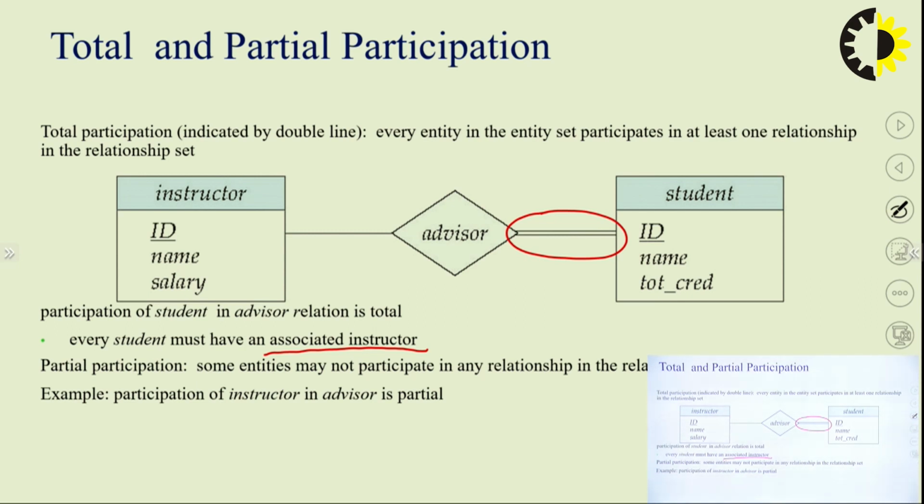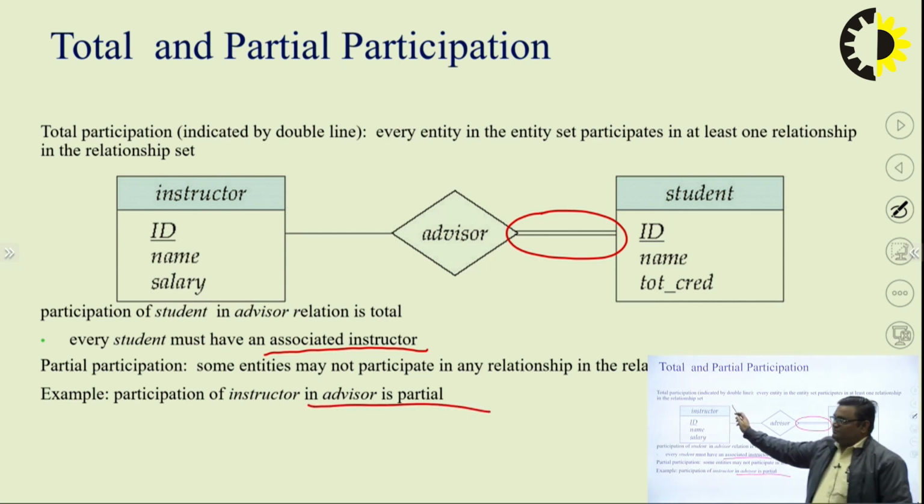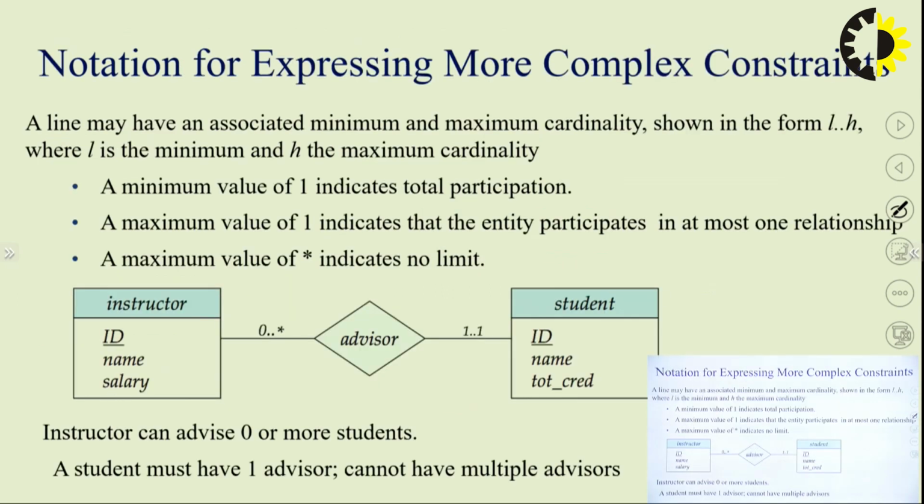Partial participation is when some entities may not participate in any relationship in the relationship set. Like participation of instructor in advisor is partial. Not all instructors will teach a student, so it can be left blank. So it is a partial participation.